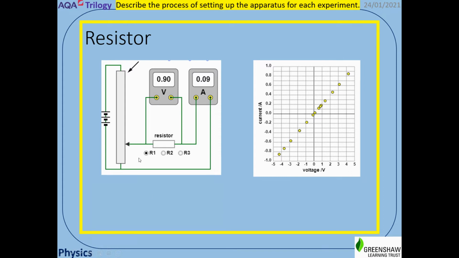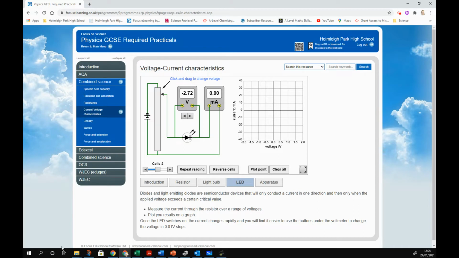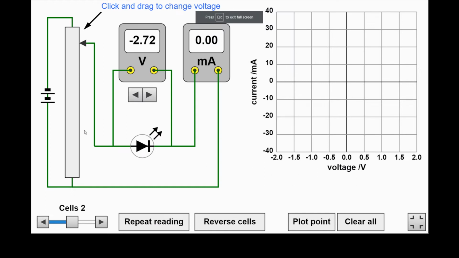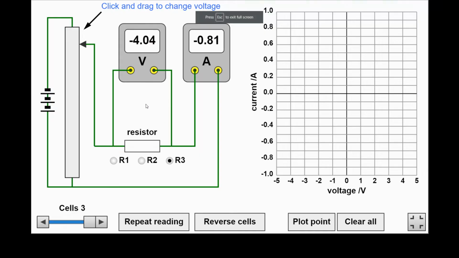Now, I'm just going to take you off and show you a website that is going to help with us explaining this. So this is where those diagrams have come from, and very, very similarly. So what I can do here is, you can see I can vary the voltage that is going through. Unfortunately, I'm still on LED and I want to be on resistor. There we go. So I can now vary the voltage that is flowing through my resistor. And as you can see, as I vary the voltage, the current is also varying.